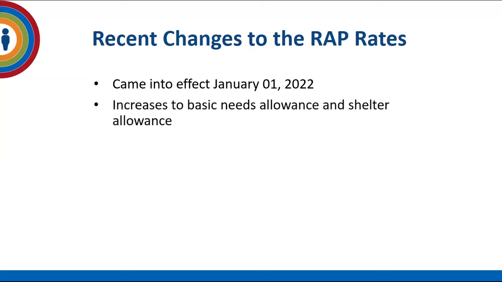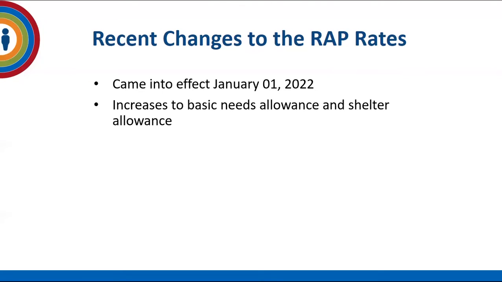Increases to the basic needs allowance and shelter allowance were made for BC, Saskatchewan, Manitoba, New Brunswick, Nova Scotia, Newfoundland, Prince Edward Island, and Ontario. And the senior rates were updated for Ontario only. No changes were made to the Alberta RAP rates. And the reason for the increases is to bring RAP rates in alignment with provincial social assistance rates.